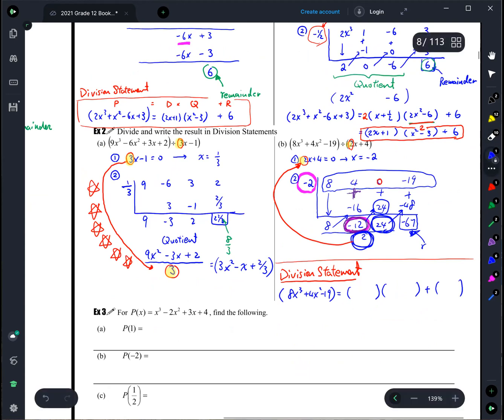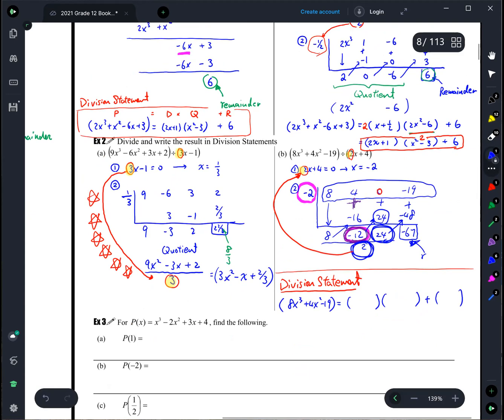Okay, and then the next part is the divisor. What goes in here now? Jenny? You need to put the original divisor. 2x plus 4. Very good. The -2 is only used when we do the synthetic division.